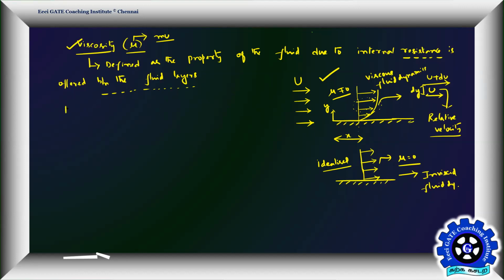I'm taking a type of fluid called Newtonian fluids, which means fluids which obey Newton's law. A fluid which obeys a Newtonian law is called a Newtonian fluid. What does this Newtonian law mean? The shear stress produced here is directly proportional to the rate of shear strain.